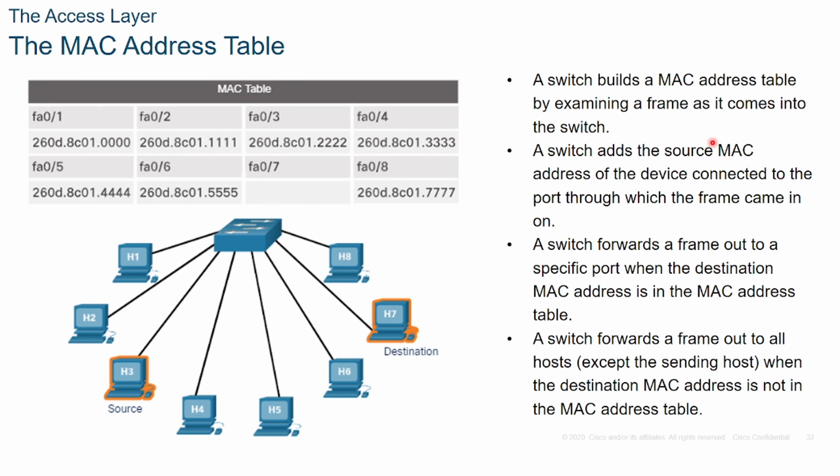The MAC address table is built by examining a frame as it comes to the switch. The switch records the source MAC address of the device connected to the port on which the frame came in. The switch then forwards the frame out to a specific port when the destination MAC address is in the MAC address table. A switch forwards the frame out to all hosts, except the sending host, when the destination MAC address is not in the MAC address table.